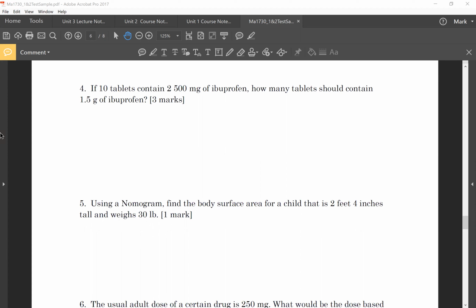Well, we need to think about some things. So first things first, I know my first ratio here is that 10 tablets are equivalent to 2,500 milligrams. The other thing I know is that 1,000 milligrams equals 1 gram, or 10 to the 3 milligrams is equal to 1 gram. That's just from my data booklet. Or sorry, if you hear me say data booklet, I mean formula sheet.